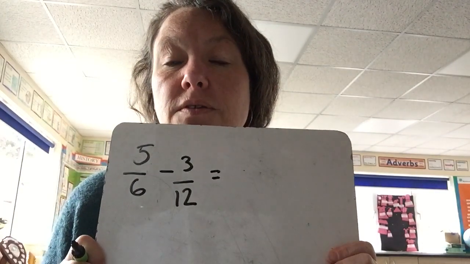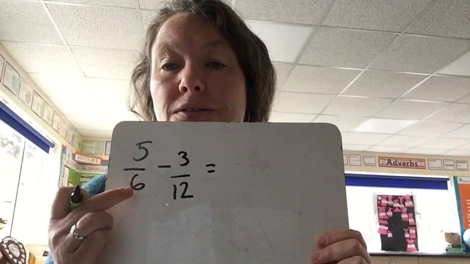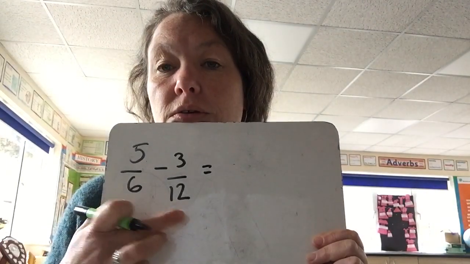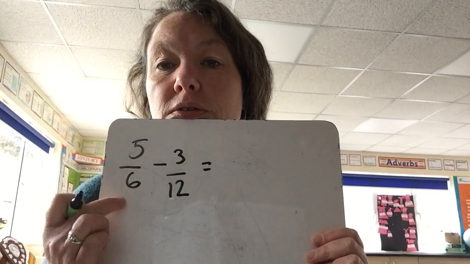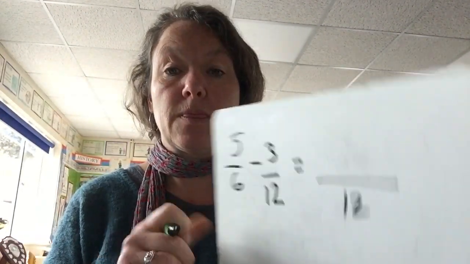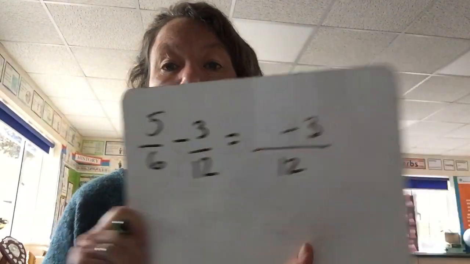Okay, now if we look at the next one, so we've now got 5/6 take away 3/12. Okay, so we're going to change our sixths into 12ths. Okay, because we can't change 3/12 into sixths. So we put 12 on the bottom there, like that. And we can put our 3 there, like that.